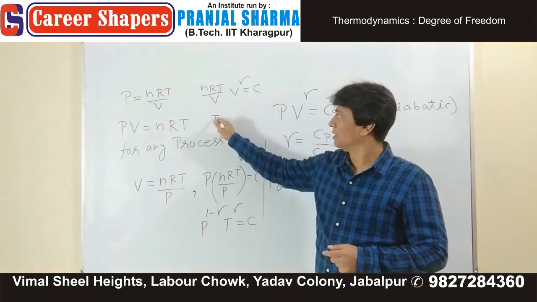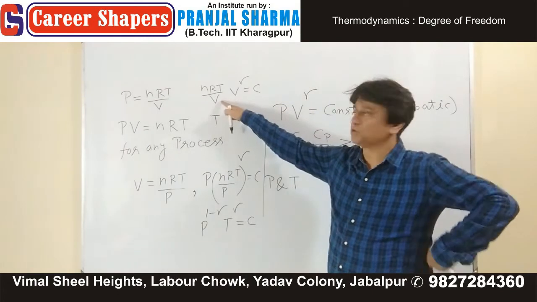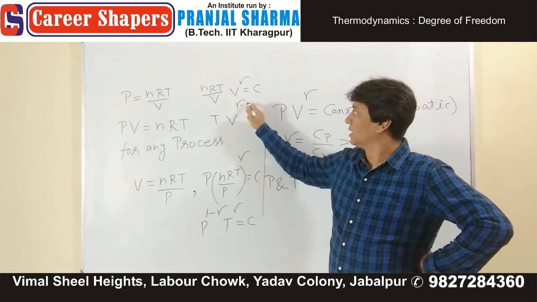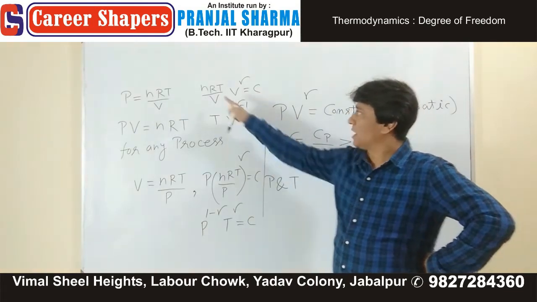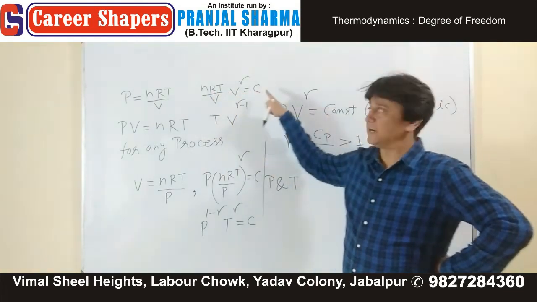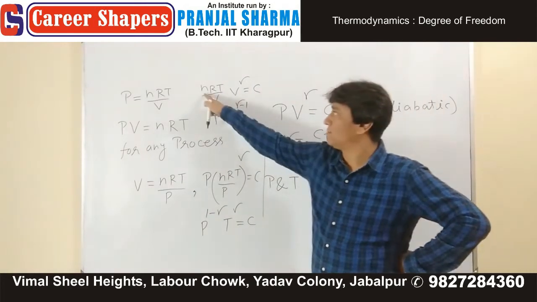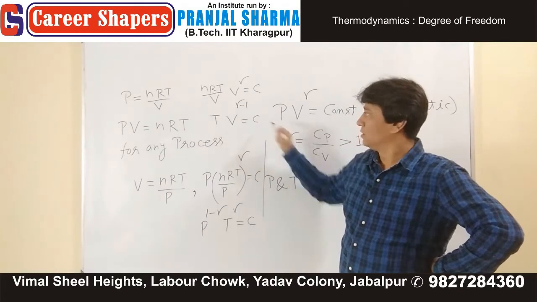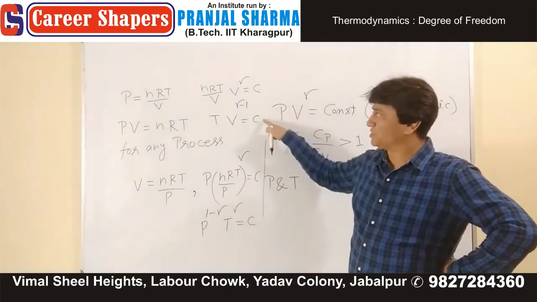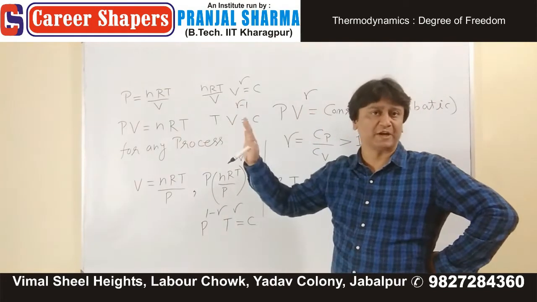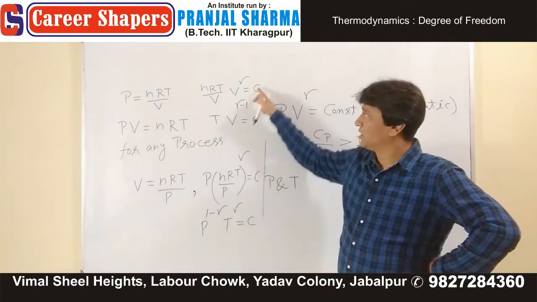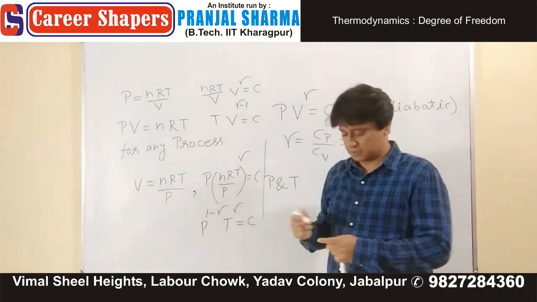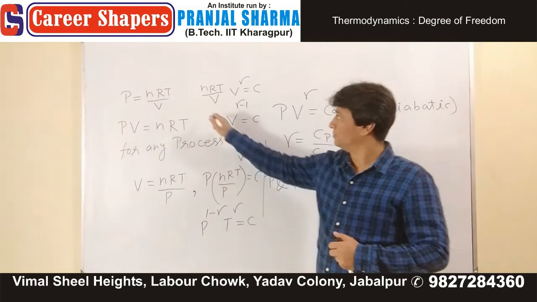T, this is V gamma, this is V to the power 1, which is what? V to the power gamma minus 1. n is a constant, R is a constant, C is a constant, C divided by nR is another constant. Just don't think that this is the same C. C stands for what? A constant number. So C divided by nR is another constant, which gives us this relationship.